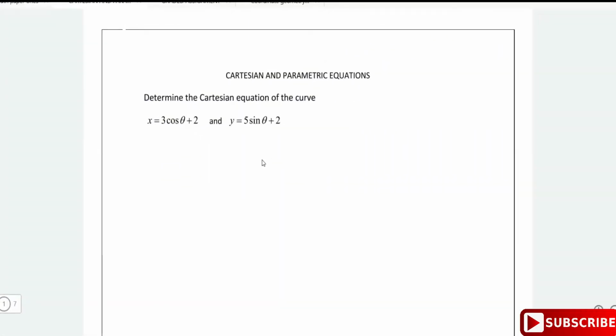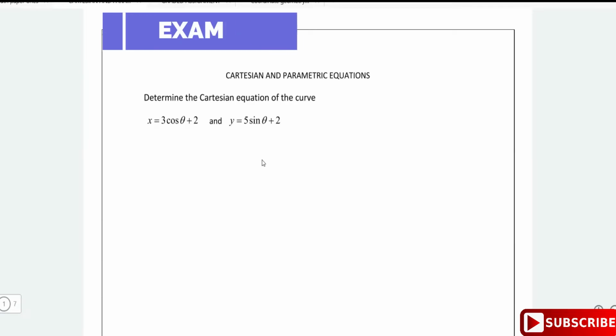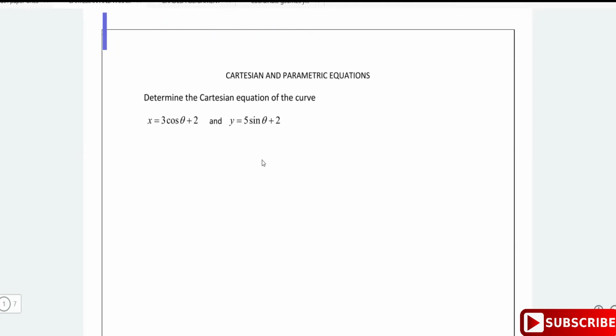We're going through Cartesian equation and parametric equation. As we know, Cartesian equation is the typical equation that we're used to seeing, y written as a function of x. Sometimes you're given parametric equations where x and y are defined in terms of a parameter, and we need to make y the subject. So this one says, determine the Cartesian equation of this curve. In order to do that, we need to eliminate the parameter.